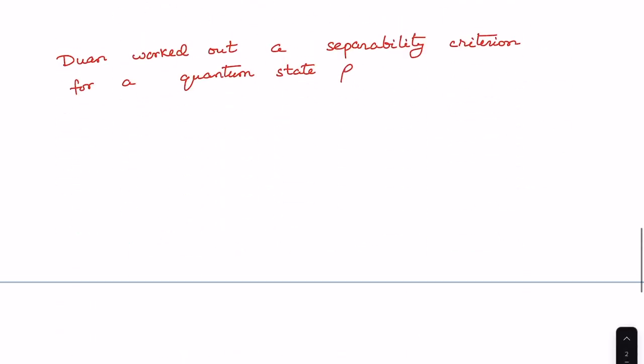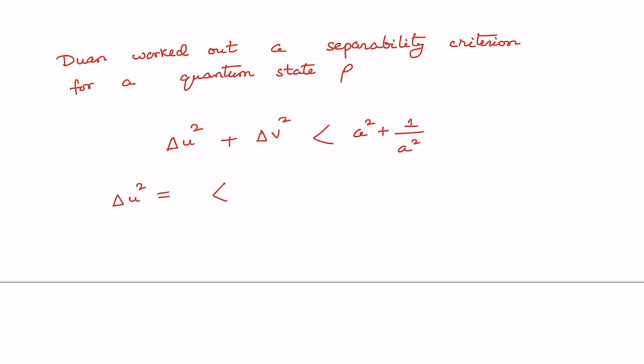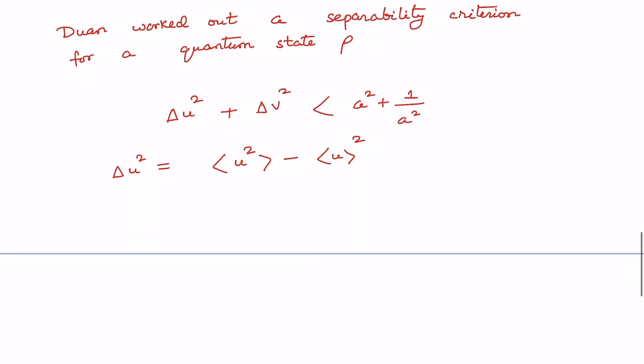Okay, so Duan worked out a separability criterion based on these two operators for a quantum state rho representing a continuous variable system, and he found that the variance in U, that is delta U square, plus the variance in V, that is delta V square, is greater than or equal to A square plus 1 by A square, where delta U square is the variance in U, defined as the expectation value of U square calculated for the state rho minus the square of the expectation value of U, and delta V square is similarly the expectation value of V square minus the square of the expectation value of V.